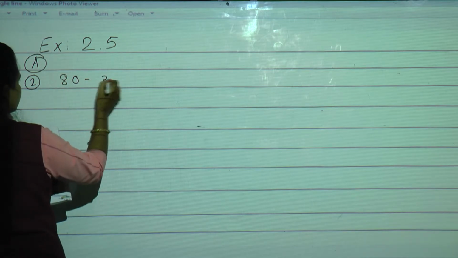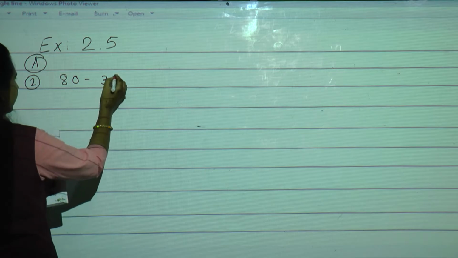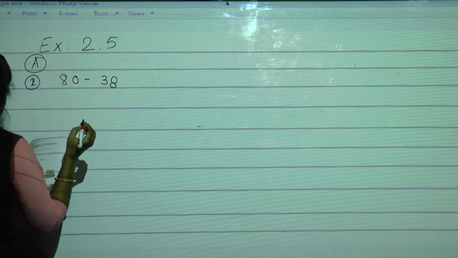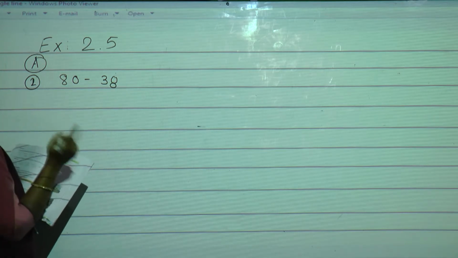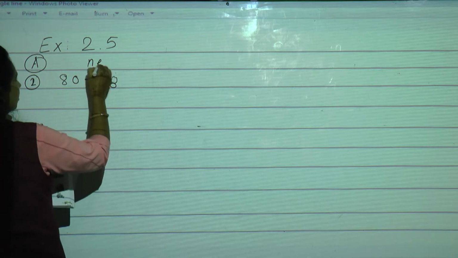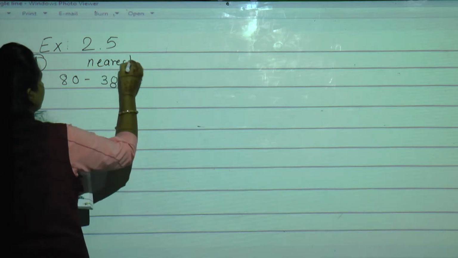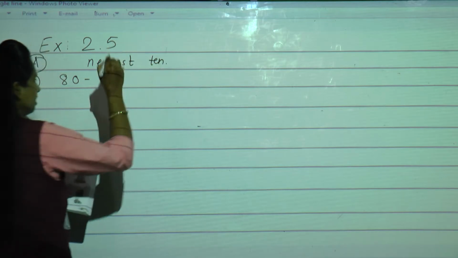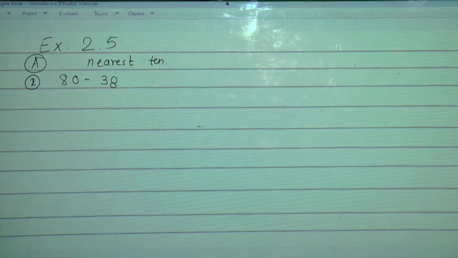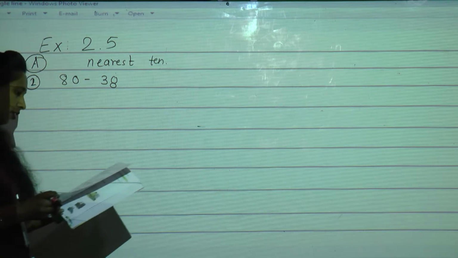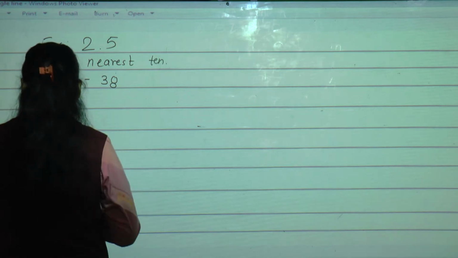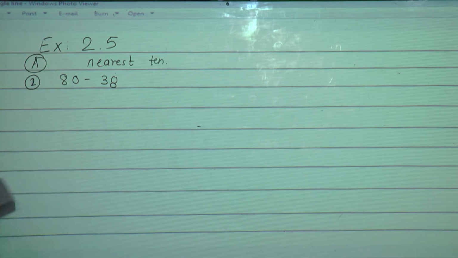80 minus 38 it is. So what is the question? Estimate each difference to the nearest tens. This is very important. Nearest tens. So what will we do first? Yes students, tell me what we will do. First we will do the estimate, isn't it?